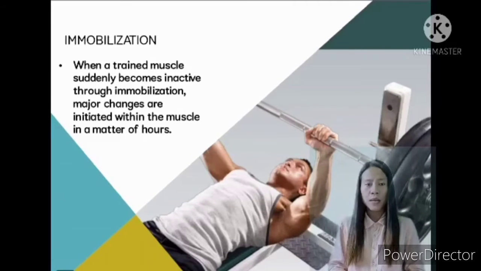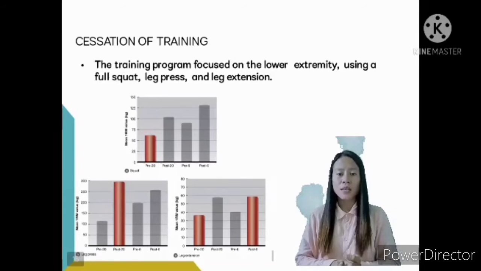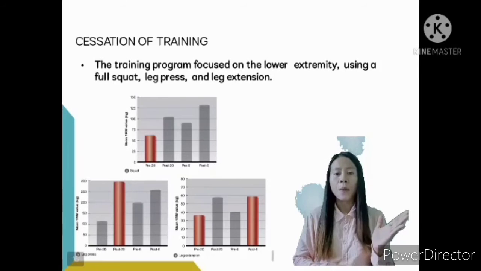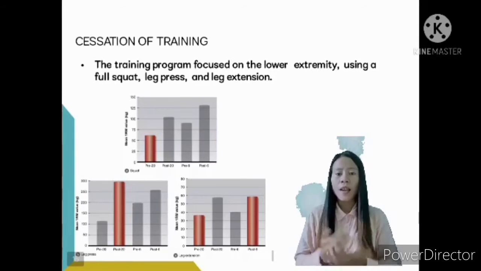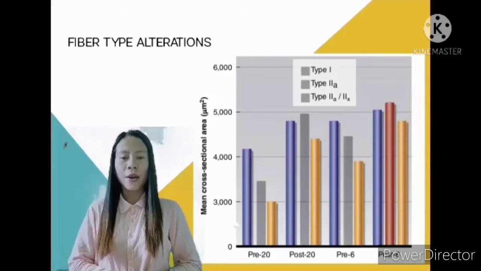Immobilization. When a trained muscle suddenly becomes inactive through immobilization, major changes are initiated within the muscle in a matter of hours. The training program focused on the lower extremity using full squat, leg press, and leg extension. So as you can see, this is the bar graph of squat, leg press, and leg extension. Fiber type alteration. This is the bar graph of fiber type alteration.